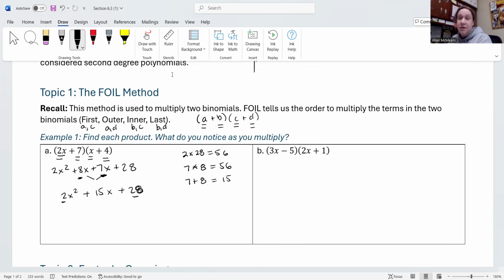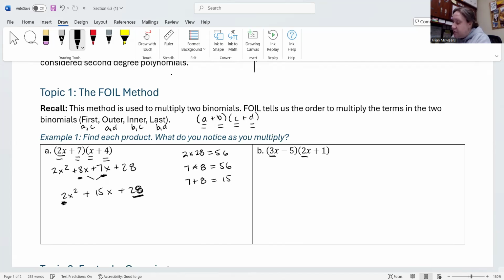We're going to do this thing called the AC method, where we look at the constant times the coefficient of the squared term, and we find factors of that number that add up to be the coefficient of the middle term. Now let's look at part B. For part B, we're going to start with 3x.